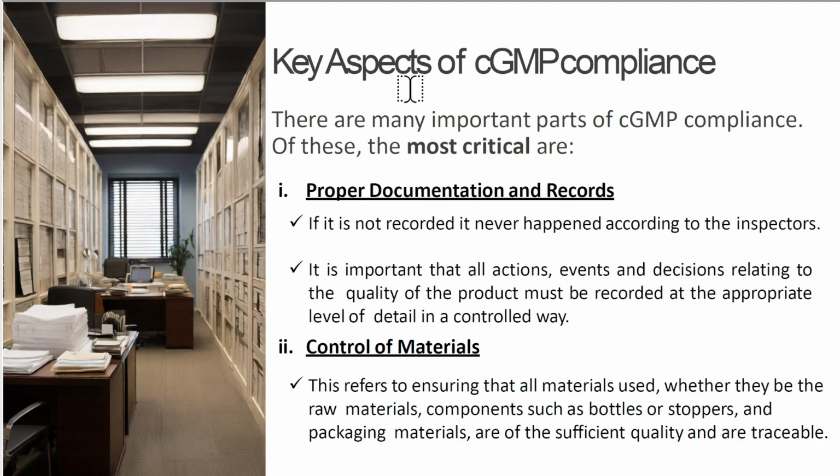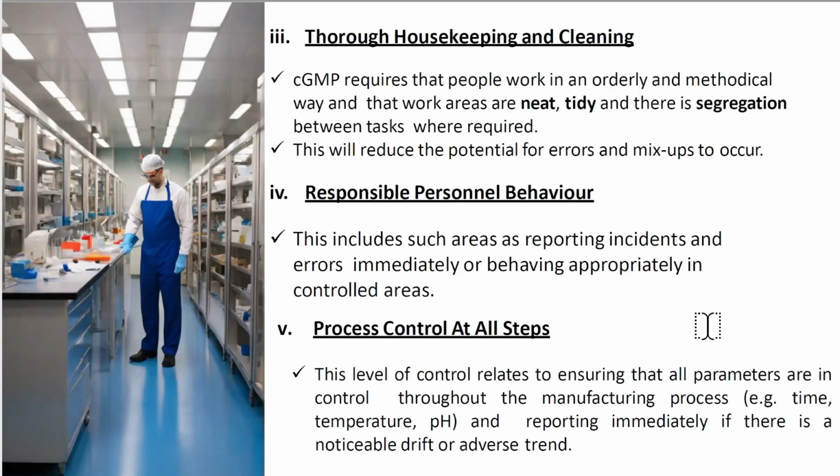The second key aspect of CGMP compliance is control of material, including raw ingredients or raw material. This refers to ensuring that all material used, whether raw material or components such as bottles, stoppers, packaging material, and so on, are of sufficient quality and traceable. We can trace where it comes from, when we received it, and what the condition of the sample was at the time of receipt, etc. That is control of material.